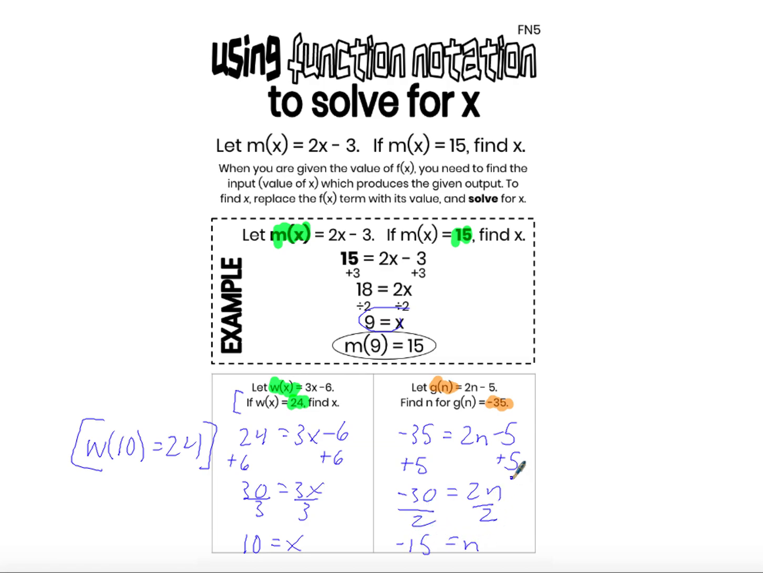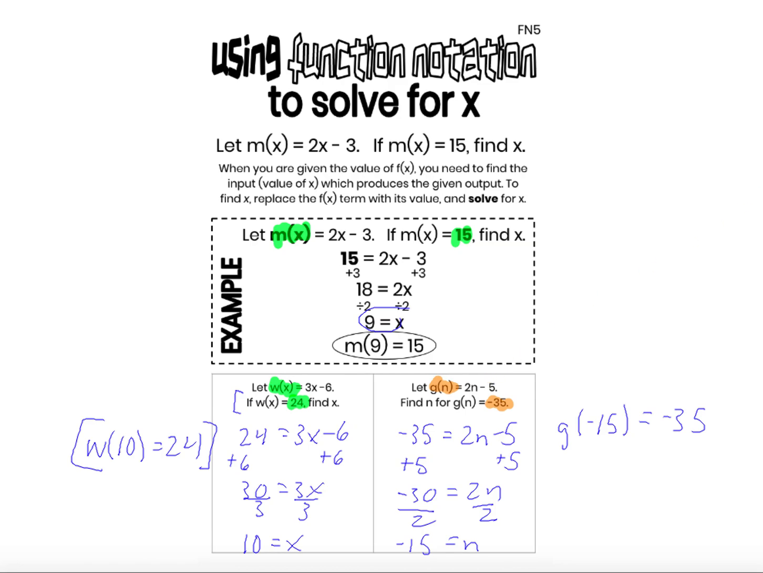And my answer is not x equals negative 15, but n equals negative 15, because here I'm using the variable n for my input. So final answer, n equals negative 15, or the complete statement that gives me both pieces of information, g of negative 15 equals negative 35. Given an input of negative 15, my function g gives me an output of negative 35. Let's go ahead and check that that's correct. 2 times negative 15 is negative 30. Minus 5 is, in fact, negative 35.